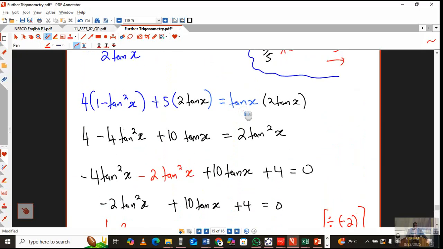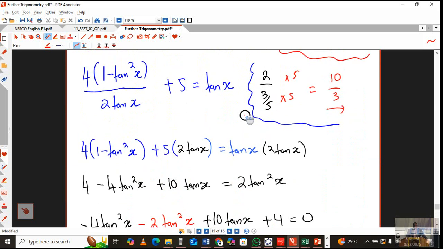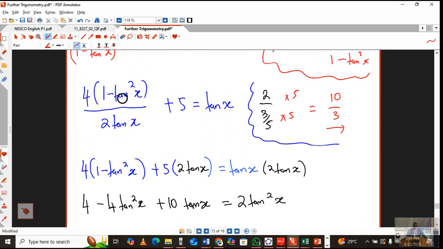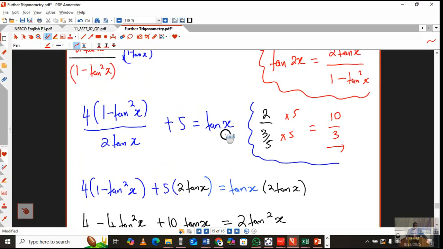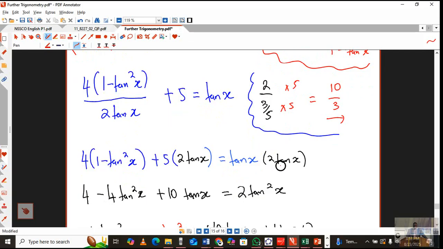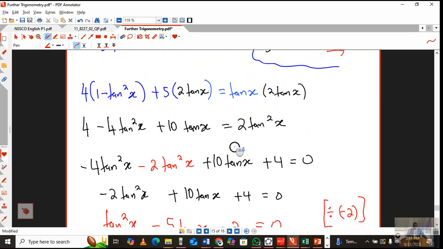Let's just make sure I wrote it correctly. So that's 4 minus 4. Plus 5 times 2 tan x plus k. That is 2 tan square x. Good. We're on the right path. I just want to see what is the issue with that 4.